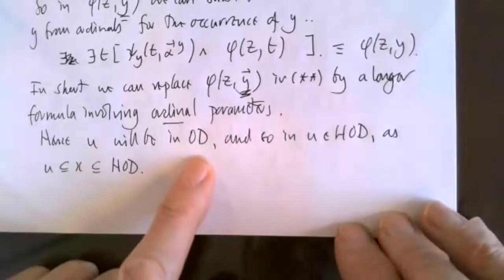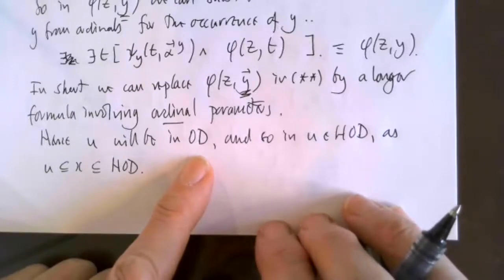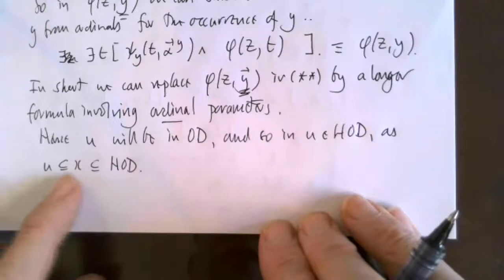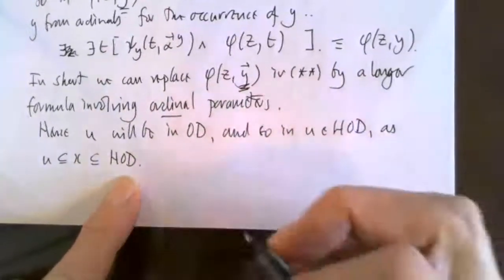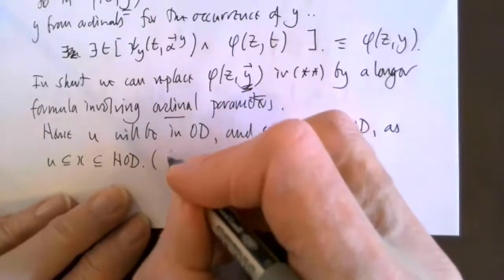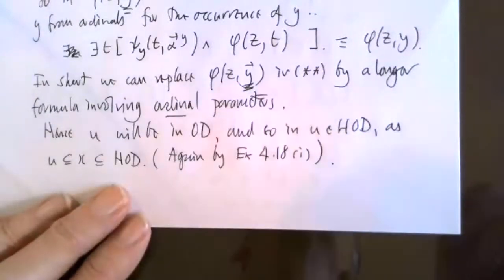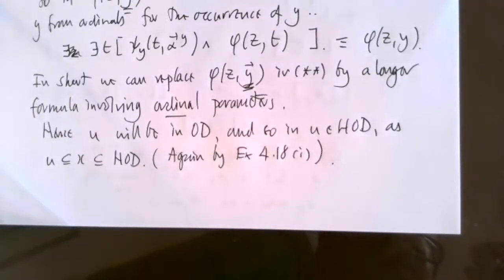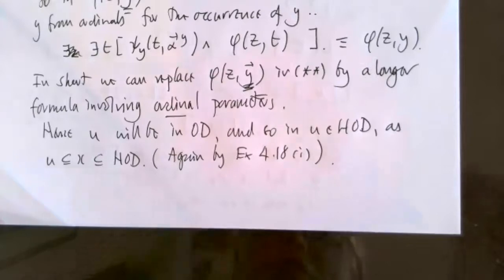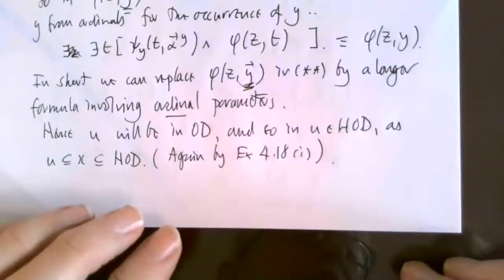So here I'm using that exercise that I started out with. To be in HOD means you're in OD, but all of your elements are in HOD. So again, appealing to exercise 418.1. Okay, because this is exhausting, let's just skip replacement, just consider that done, and just mention choice. So I'll just say C notes.